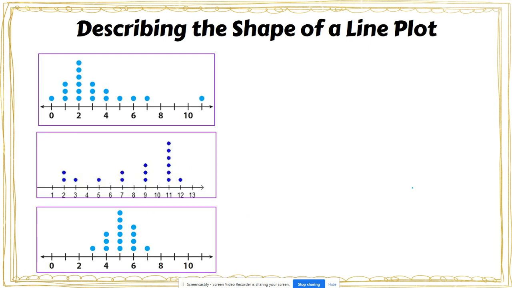I can also describe the shape of a line plot. When I'm describing shape, I am either going to use terms like symmetrical, or I'm going to use terms like skewed, or I may even describe some clusters that I see. In this first line plot, I see that a lot of my data is clustered here between 1 and 4. So I can say that there is a cluster between 1 and 4, and I can see that because my data is grouped between 1 and 4.